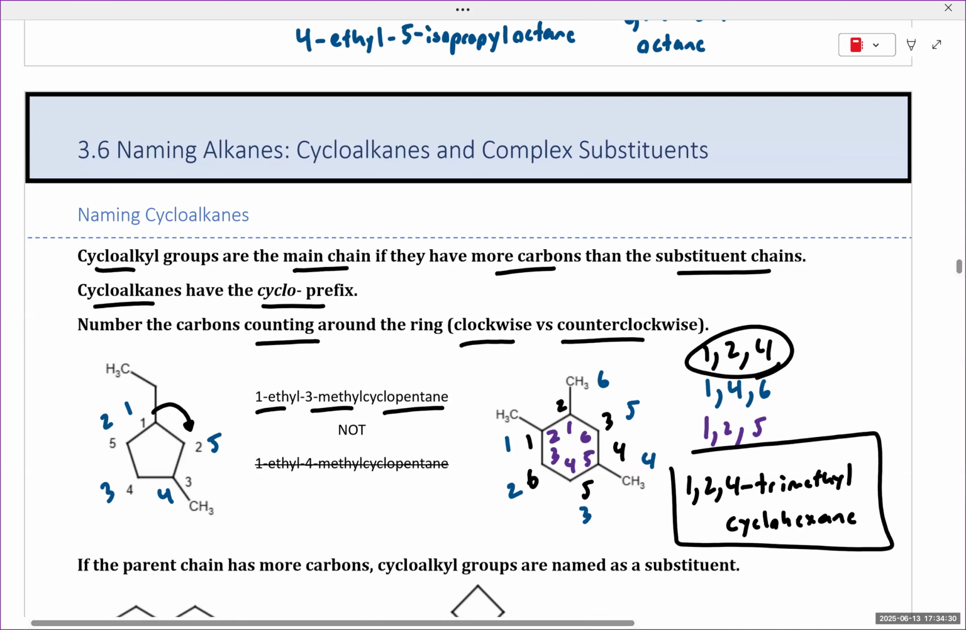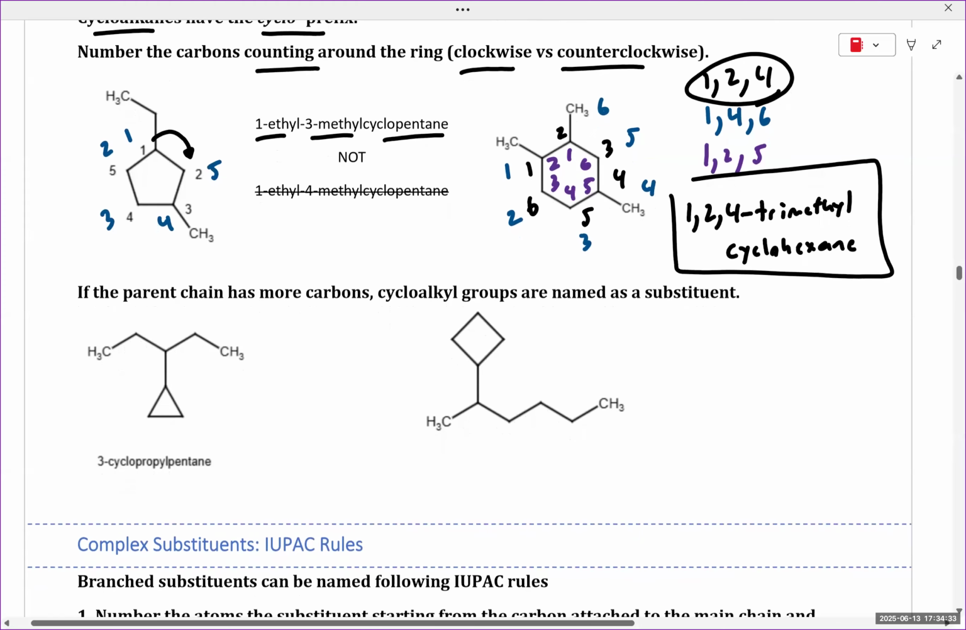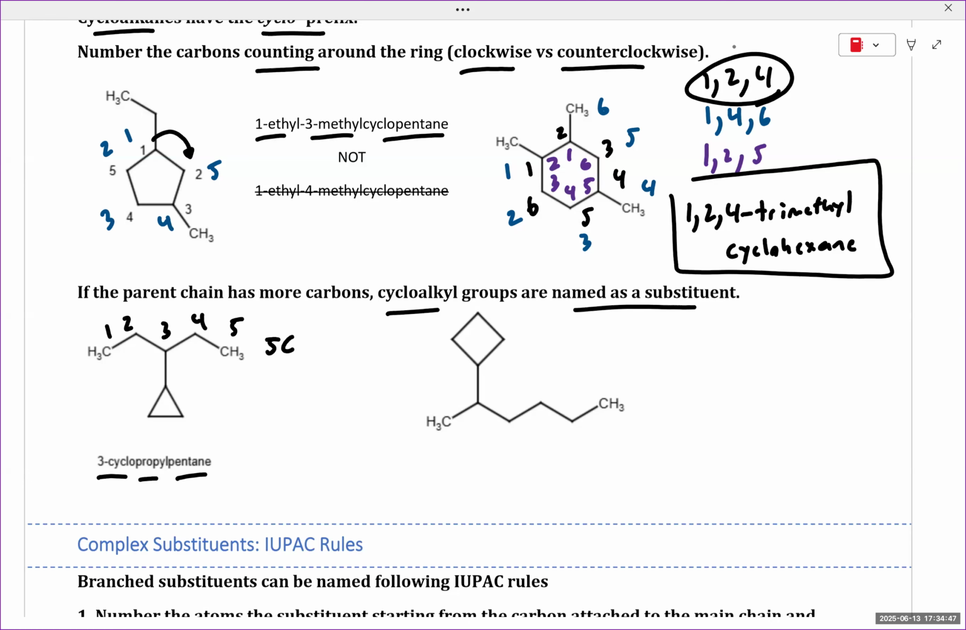Now, some interesting things can happen if the parent chain has more carbons. In this case, cycloalkyl groups are named as a substituent. For example, this compound would be 3-cyclopropylpentane because we have a 5-carbon main chain, which is greater than this 3-carbon side chain. Given that, how would you name the following compound, which has 1, 2, 3, 4, 5, 6 carbons, and we have this 4-carbon ring as a side chain?